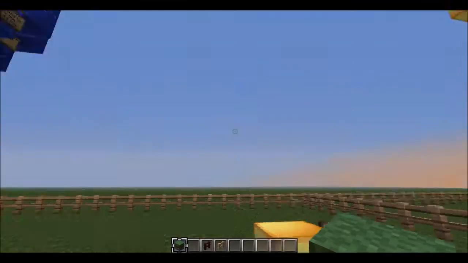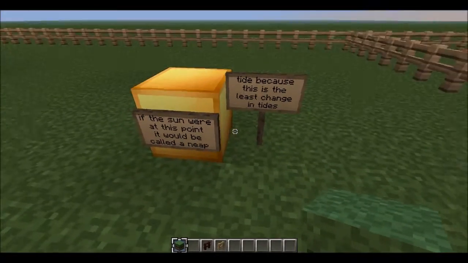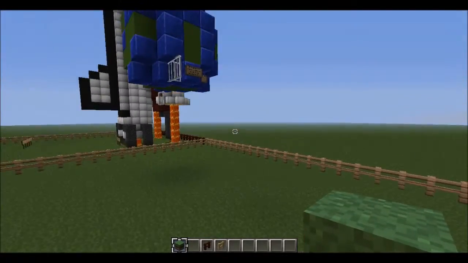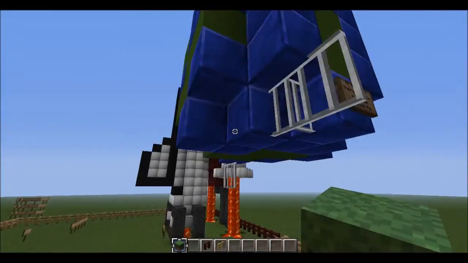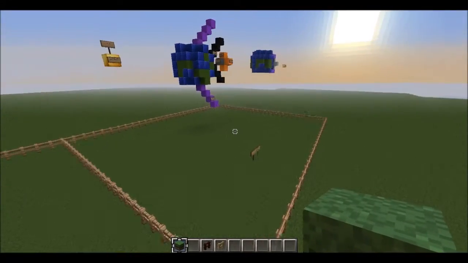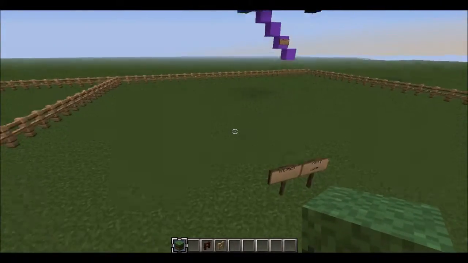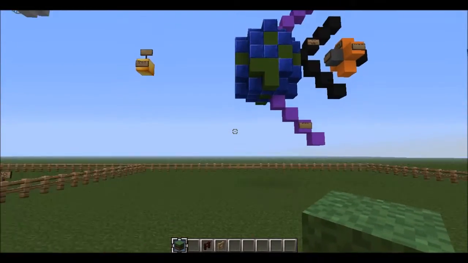And then if the sun were at a quarter angle from the moon, it would be called a neap tide because of the least change in tides. The least change in tides would be the tides would be almost exactly the same because of the equalizing of the tides. Here's eclipse part 1, the lunar eclipse.